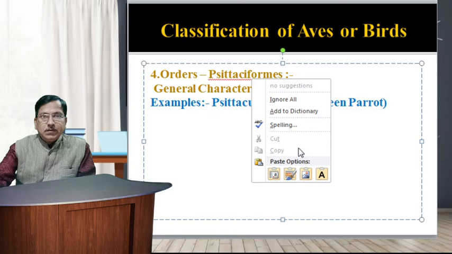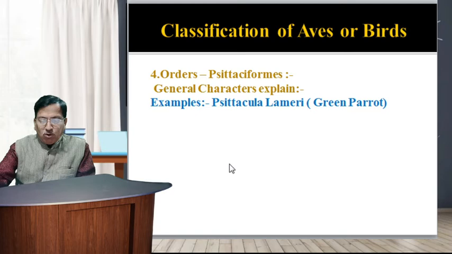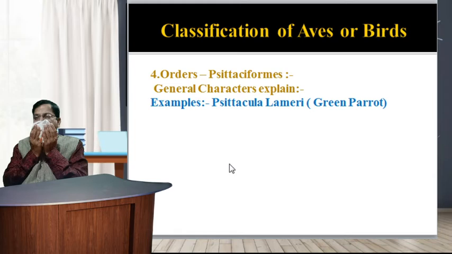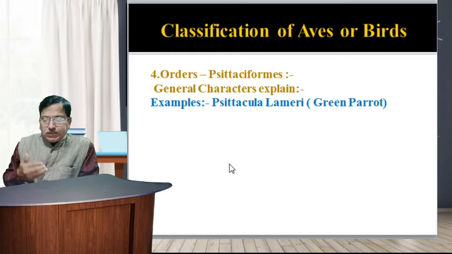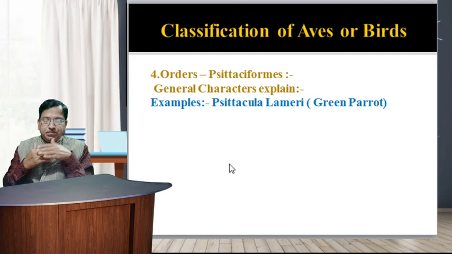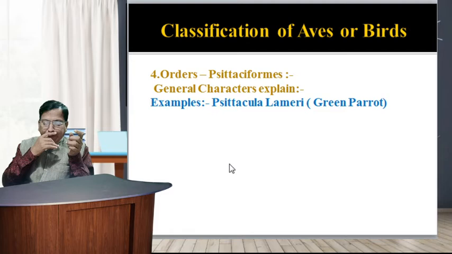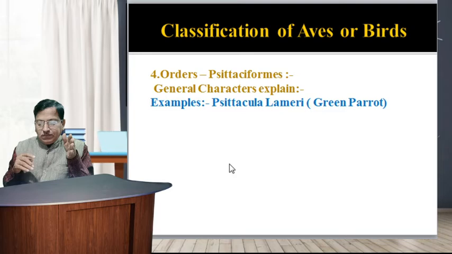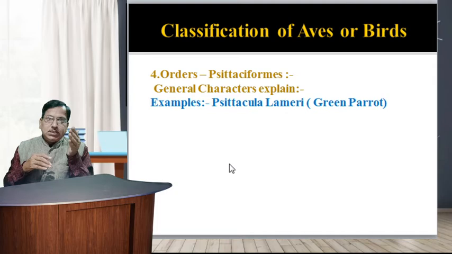The general characters include parrots, parakeets, cockatoos, macaws, etc. Big, stout, narrow, also with a sharp edge and hooked at the tip. Upper jaw movable, articulated with the skull. Feet zygodactylous, that is two toes in front and two toes behind, outer toe not reversible. Have considerable memory, vegetarian, feathers green, blue, yellow or red. Examples: Psittacula eupatria, large Indian parakeet, or Psittacula krameri, green parrot. So this is a specific example of this animal group.